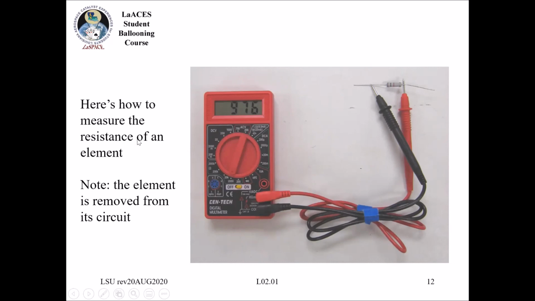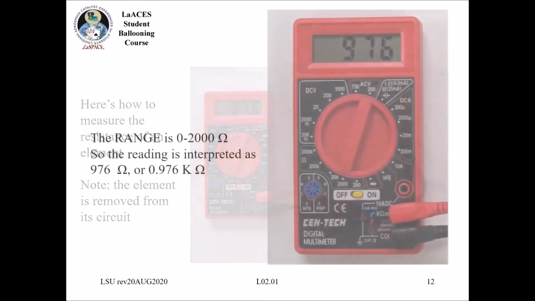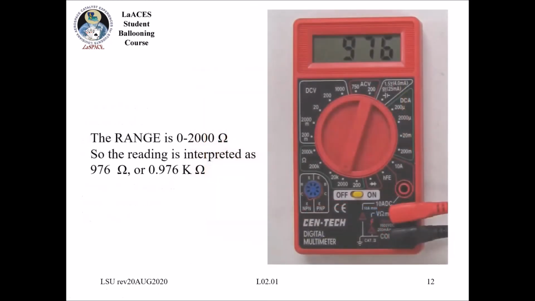So for this, again, this is a parallel situation where you just put the leads across the resistor leads, and then you're able to measure the resistance. For this particular one, we see that the reading says 976, and we have the range set to 0 to 2000 ohms. And so you can interpret this reading as 976 ohms or 0.976 kilo ohms. Those are different ways to look at it.